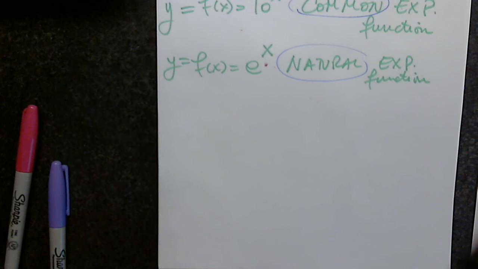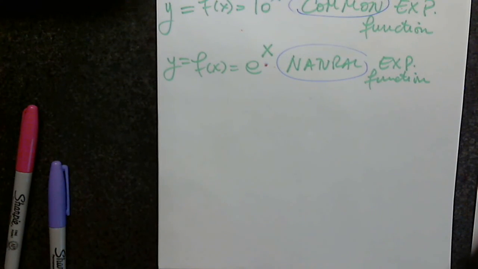Somebody was going to ask a question. So what is e again? It's 2.718. Here's how you find what e is on the calculator. Let's go to second, and the division symbol, and then you press enter.